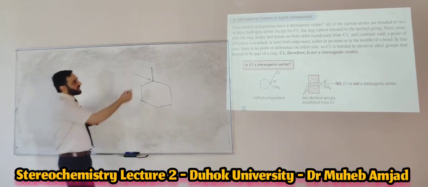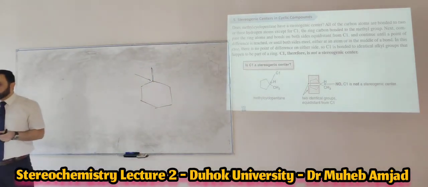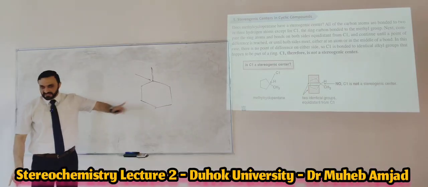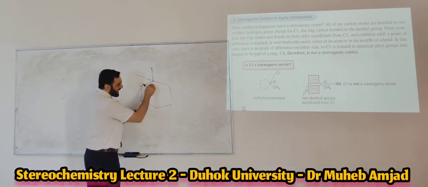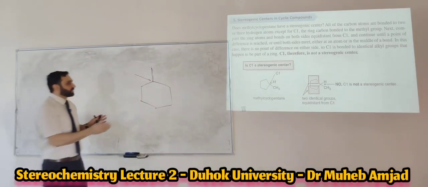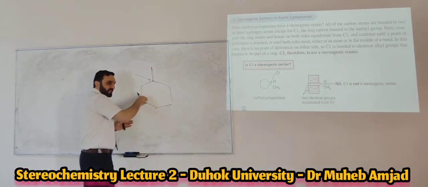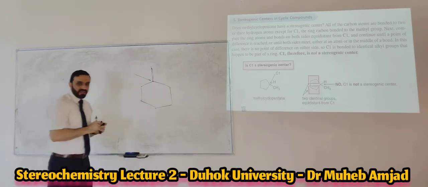Now, this carbon is surrounded by CH3 and hydrogen. We have hydrogen here, but we don't draw the hydrogen because this is a skeletal structure. Now, go here to test the cycle. Can this half of the cycle be the mirror image of the other half, or not? Will this half be the same as this half?